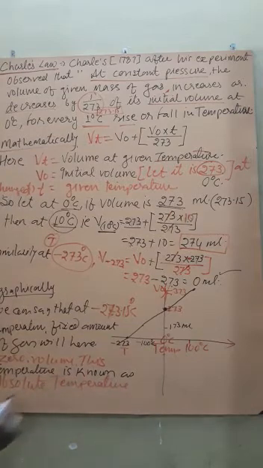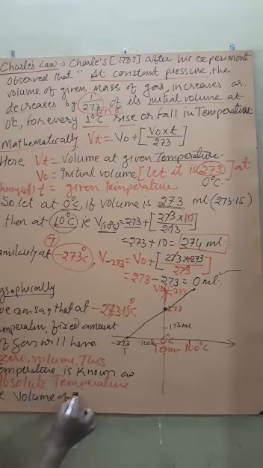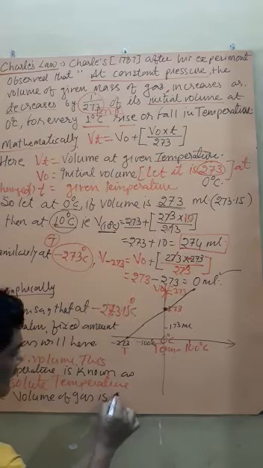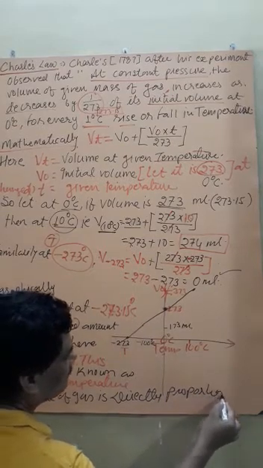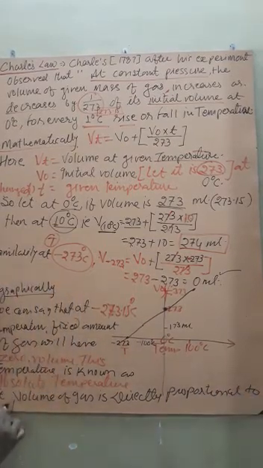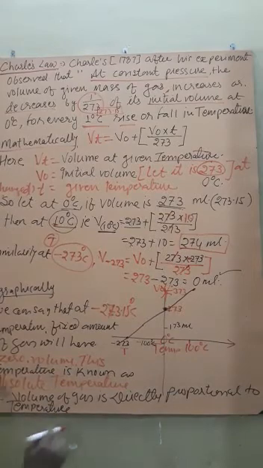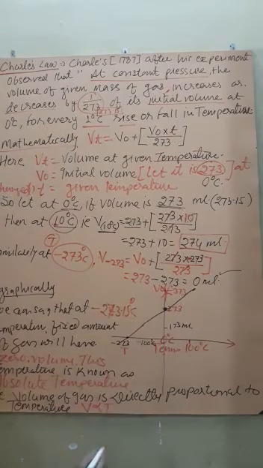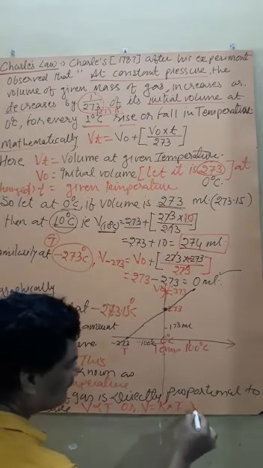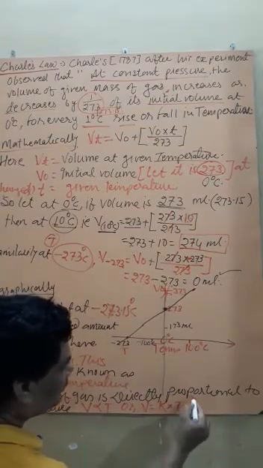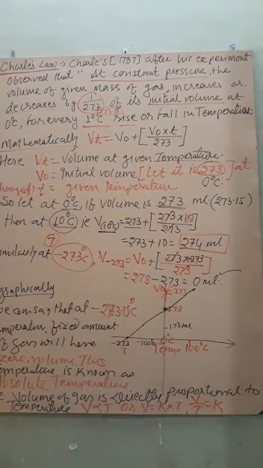That means the volume of a gas is directly proportional to temperature. Means if temperature increases, the volume will also increase. That is, we can say V is directly proportional to T, or we can write V is equal to K into T, or V upon T is equal to K. So this is about Charles' law.